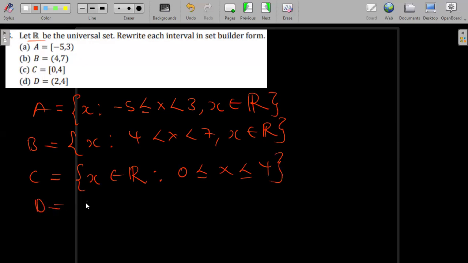With D, you do the same. You can always start with X, a member of the real numbers. Then 2, it's open at 2, meaning 2 is not part of the interval. So it will just be a less than. Then 4 will have a less than or equal to. Therefore, like this. So this here is how you solve those questions.